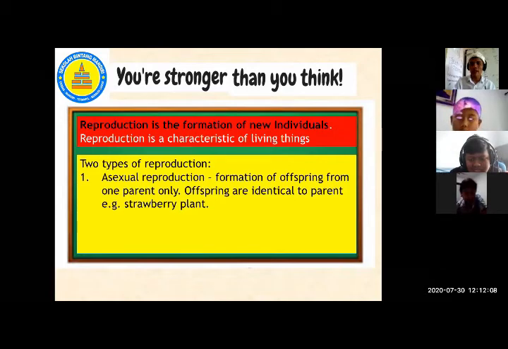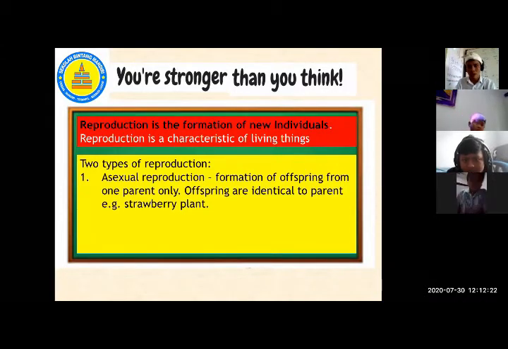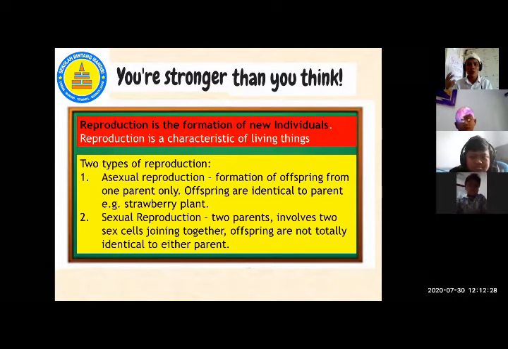What is the example? Strawberry plant. So, strawberry reproduces asexually. Okay, tanpa sexual. Number two, it is sexual reproduction. The difference is, in sexual reproduction, there are two parents. It involves two sex cells joining together. One cell is from the male, and the other cell is from the female. Satu sel dari yang jantan, satu sel dari yang betina. If they join together, they will produce offspring, keturunan. And this is called sexual reproduction.